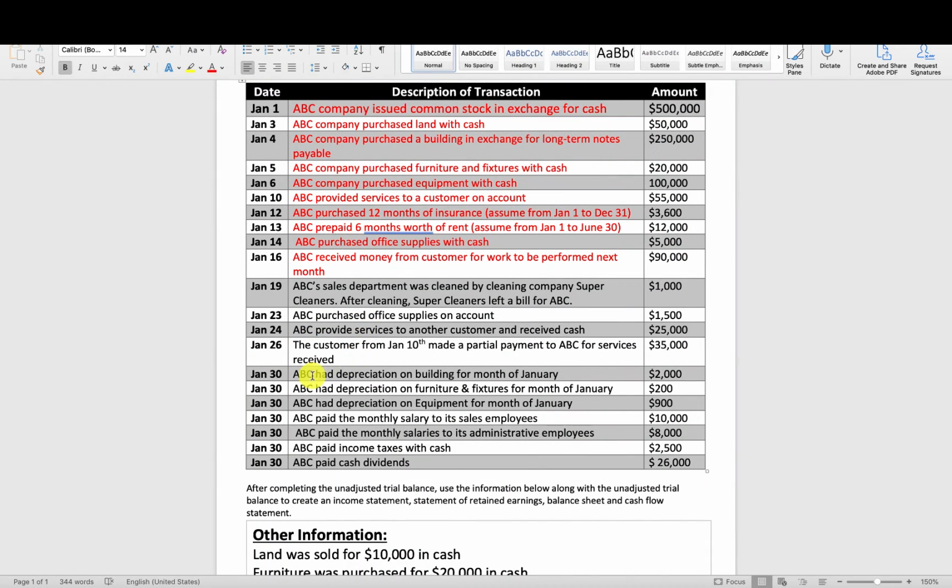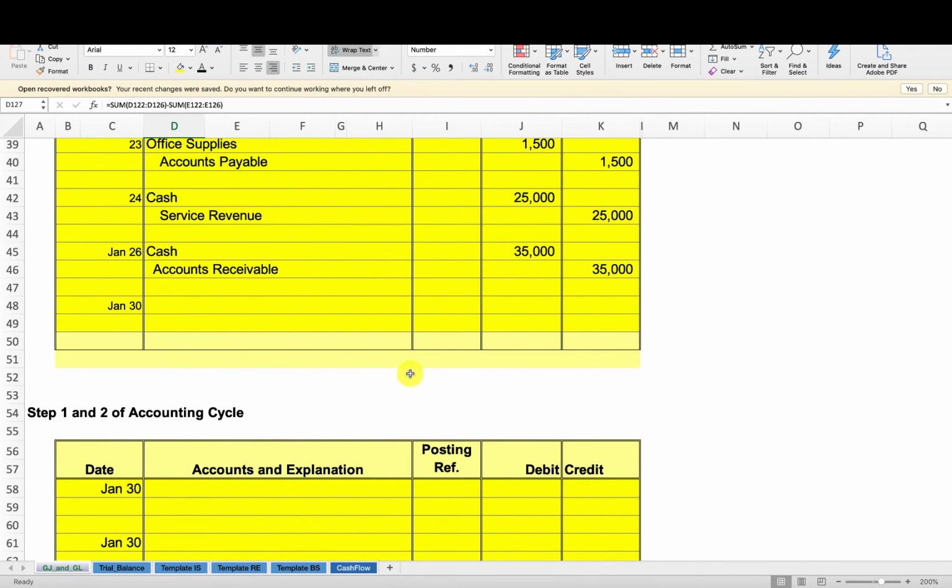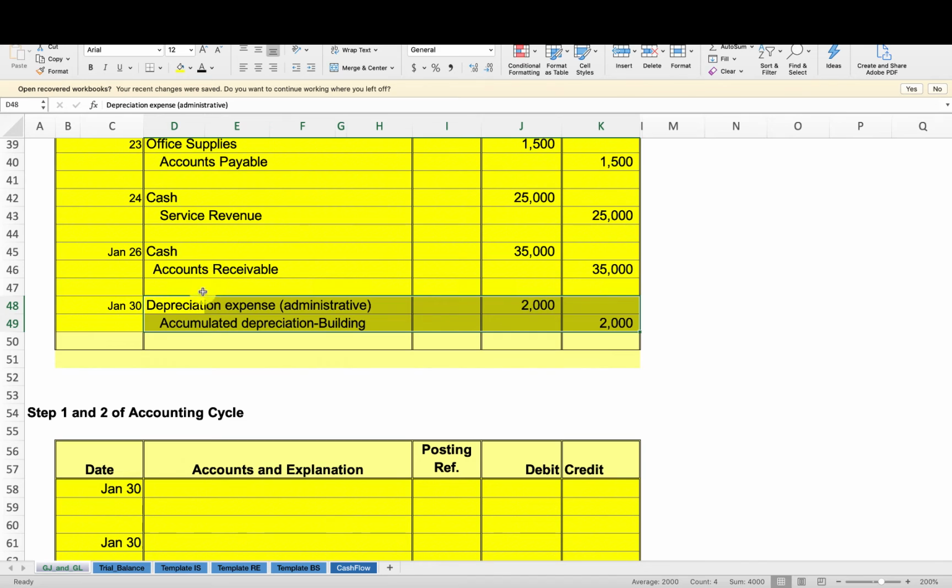So it says ABC had depreciation on building for the month of January, right? So depreciation on buildings. You're not going to know too much about depreciation yet. Just know that whenever you have depreciation, you're going to debit depreciation expense and you're going to credit accumulated depreciation for whichever item it is. So it's a building, so we're going to debit depreciation expense and we're going to credit accumulated depreciation for the building. So the journal entry, you'll just need to memorize this until we get to this chapter and I explain exactly what these two things are.